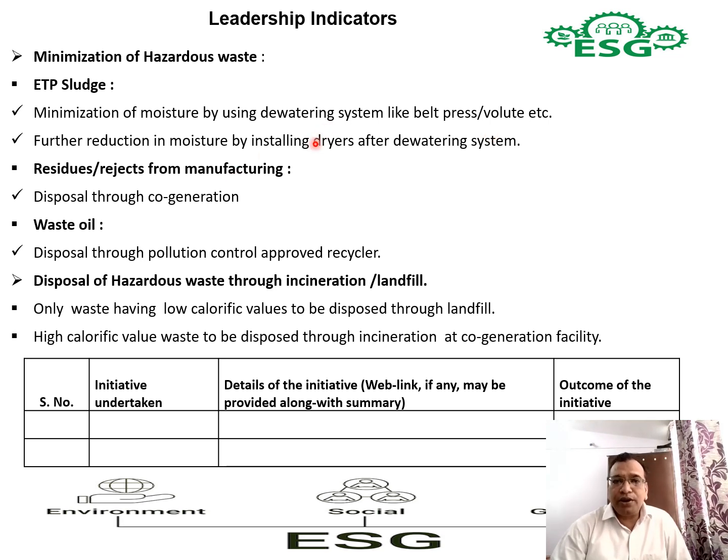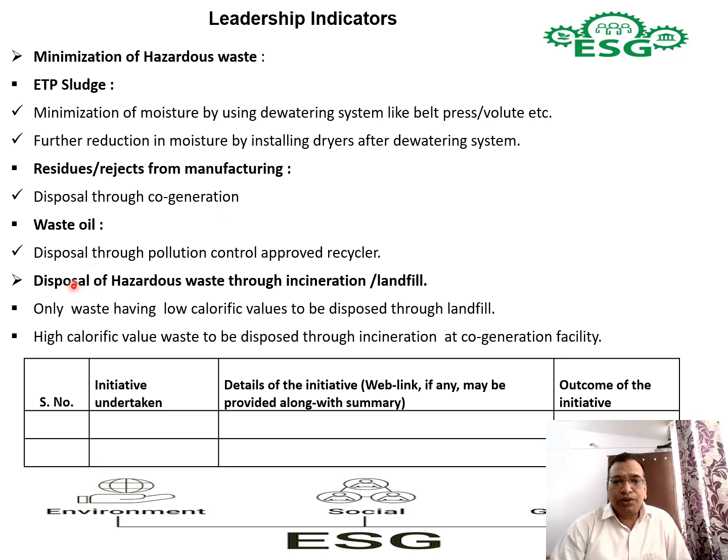Then you can further reduce the volume by reducing moisture, by installing dryers after the dewatering system. The output of the press, volute or decanter can be reduced further by installing dryers, so ultimately it will reduce the load on your final disposal. Then residues and rejects from manufacturing, particularly pharma waste having high calorific value, you can dispose of through cogeneration, but you should have this cogeneration disposal route in your pollution control board consent to operate. People are now going to cogeneration, so it is nature friendly.